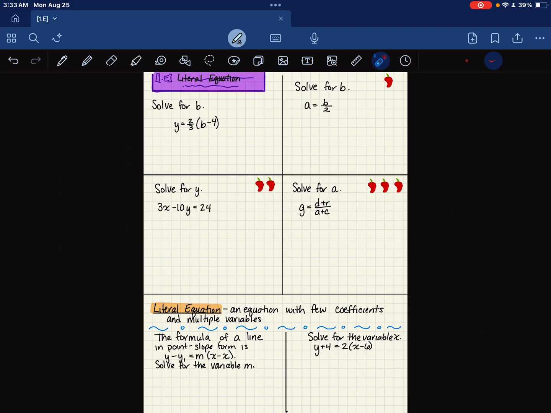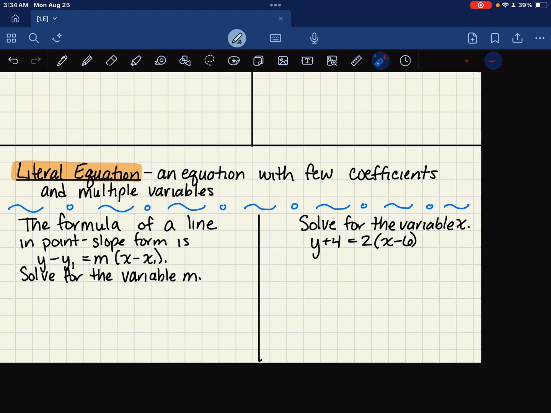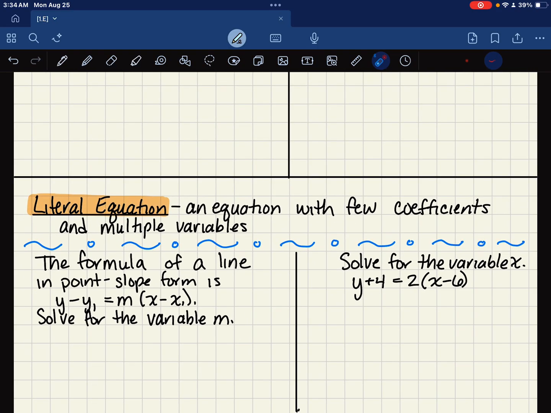So to first learn this lesson, we're going to divide our page into thirds like we normally do. All right, I'm going to cut the top 2/3 in half. And in the bottom section, go ahead and pause for a moment and write this definition down. All right. A literal equation is an equation with few coefficients and multiple variables.